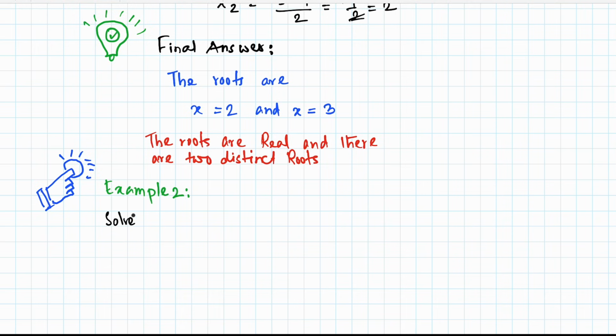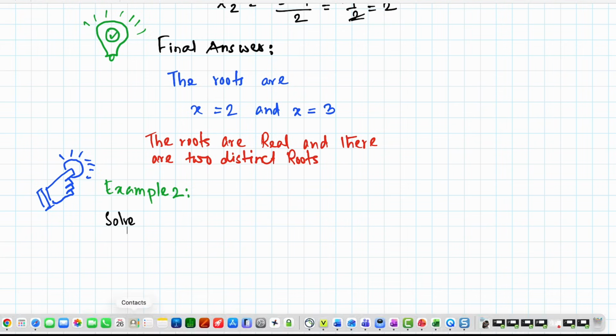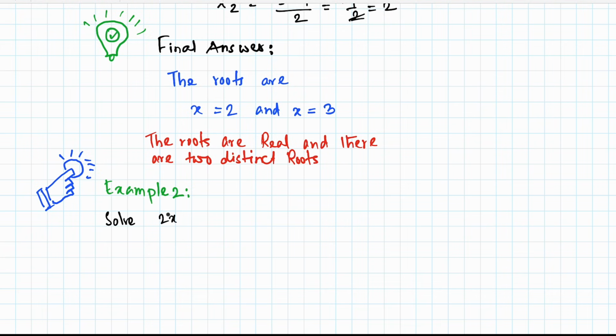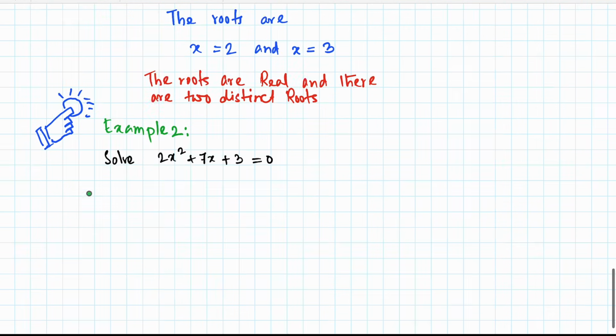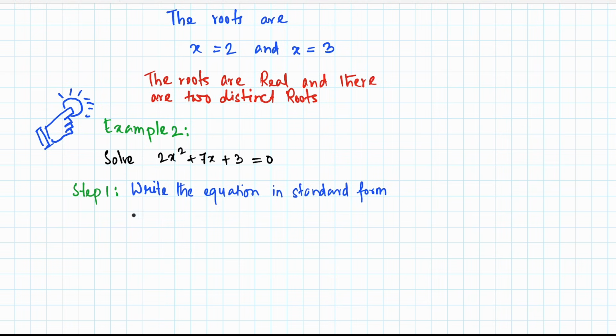So solve the given quadratic equation 2x square plus 7x plus 3 equal to 0. Again we'll follow all the 5 steps one by one. Step 1, write the equation in standard form. Already the equation has been given in the standard form, so no need to convert it further.